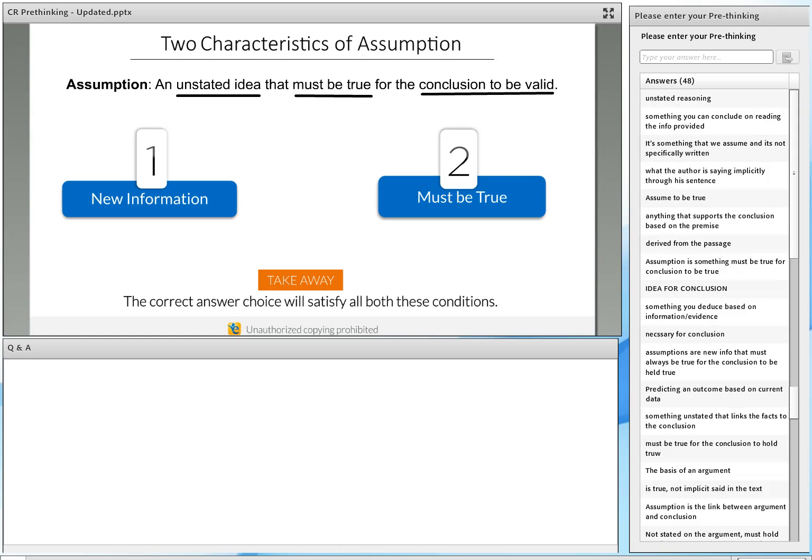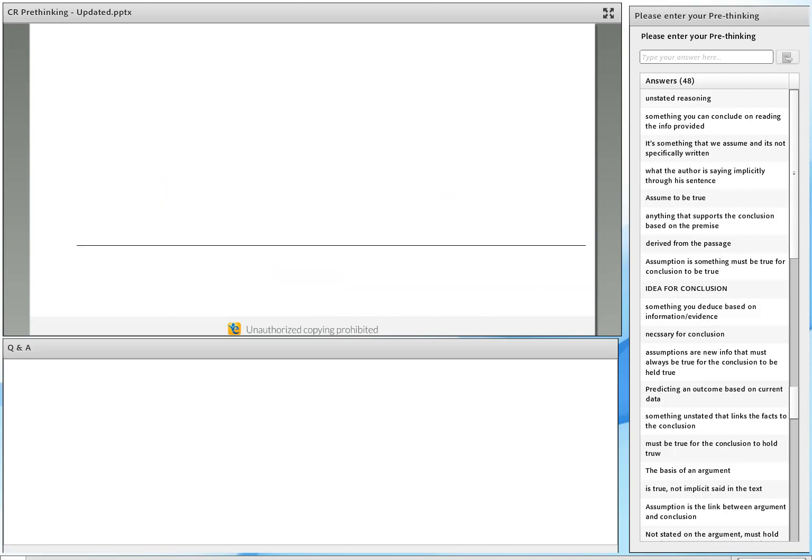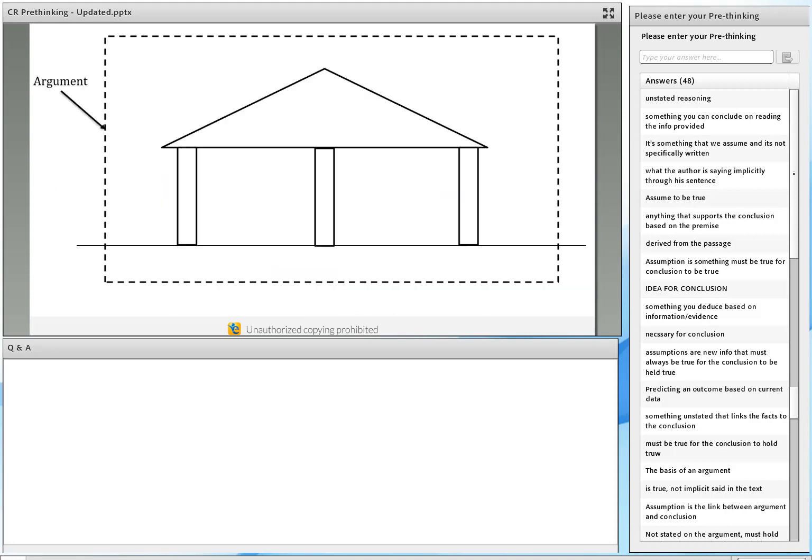And if you're evaluating a statement and trying to figure out whether that statement is a correct assumption, you're going to find out that if it's a correct assumption, it will satisfy both these conditions. A, it will provide information that you can't infer from the factual part of the argument, and B, it will satisfy that must be true condition. And we're going to look at that must be true condition in a lot of detail.